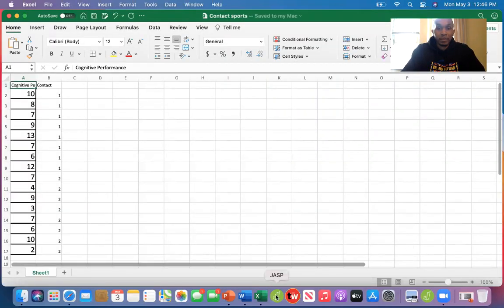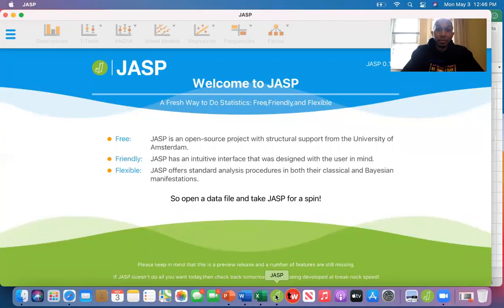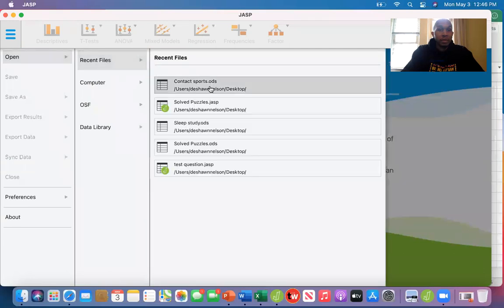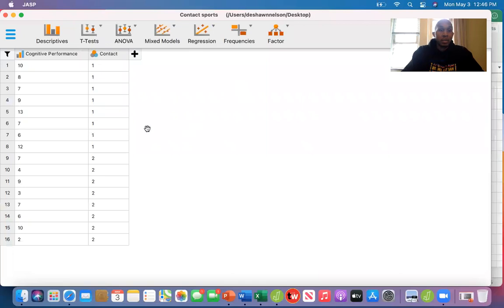Okay. We open up JASP. For those who don't have JASP, it's open source, you can download it. This is jasp.org, I believe. Just do a Google search. It's free. And they say it's free, friendly, and flexible. Okay, recent files, contact sports. But here we are, we have our information listed.